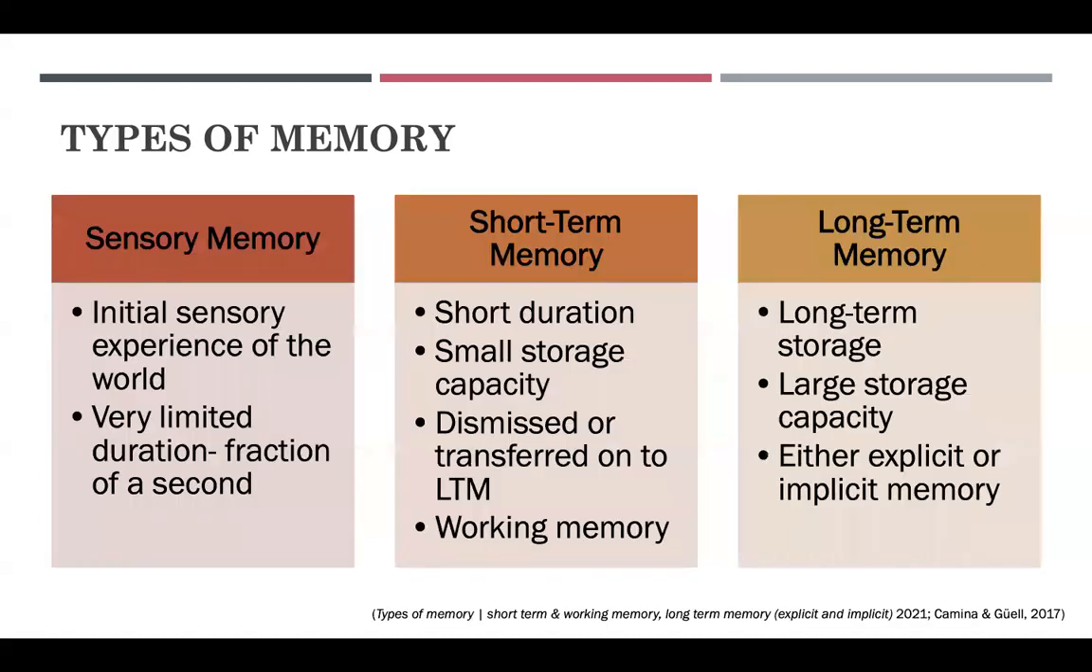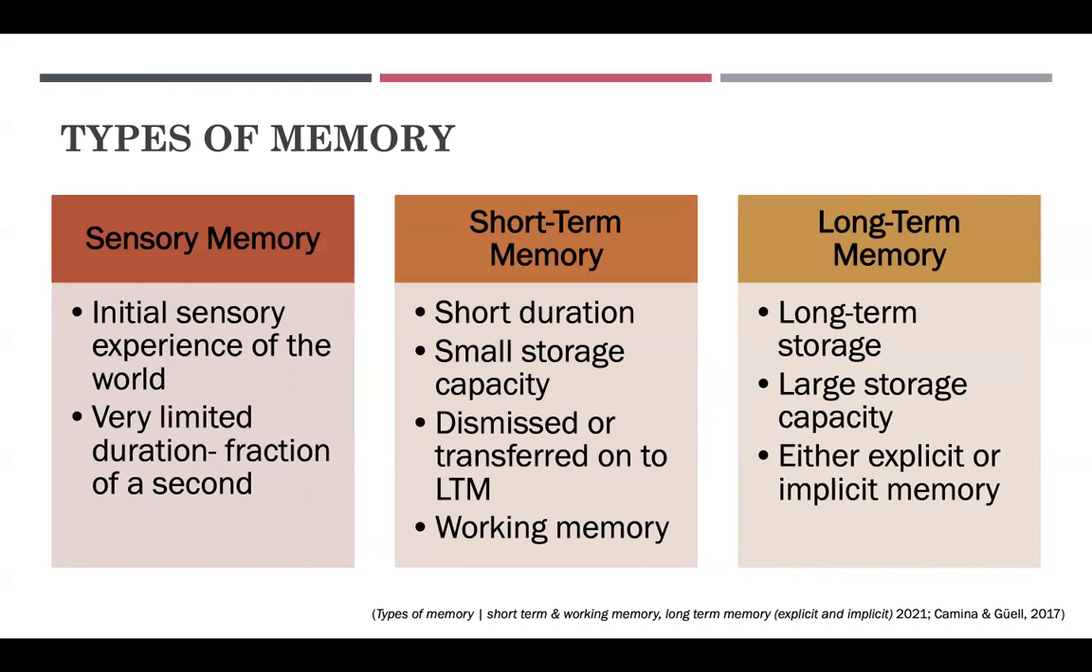Types of memory. There are essentially three main types of memory that you can have: sensory, short-term, or long-term memory. Sensory memory is defined as our initial sensory experience of the world. This memory has a very limited duration, being a fraction of a second. This memory will allow you to remember what is happening around you in the very second that something takes place.